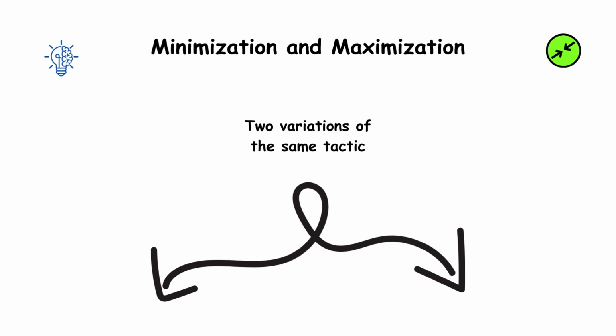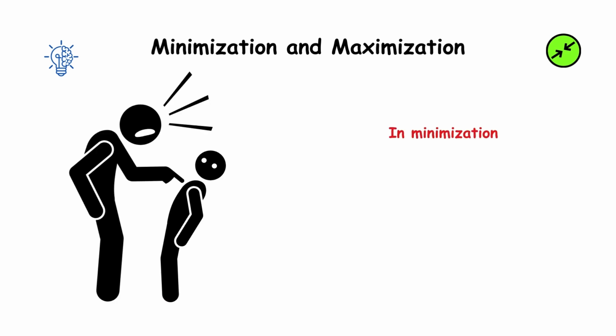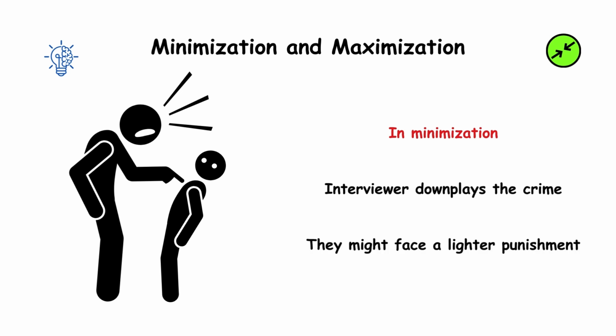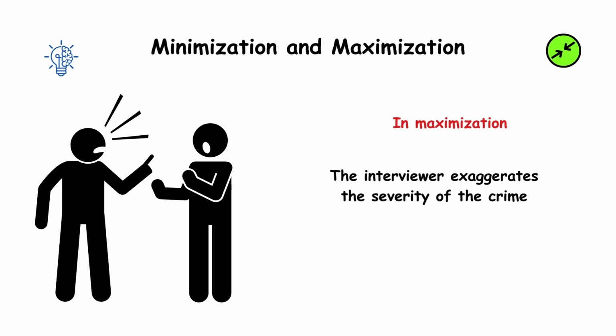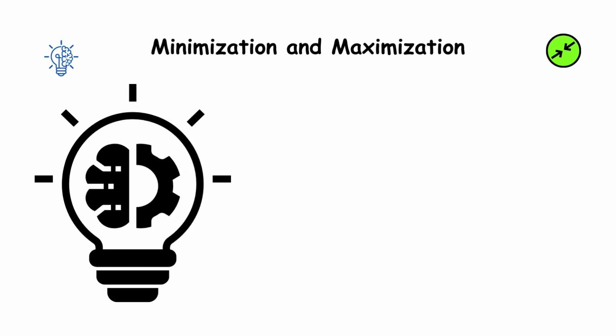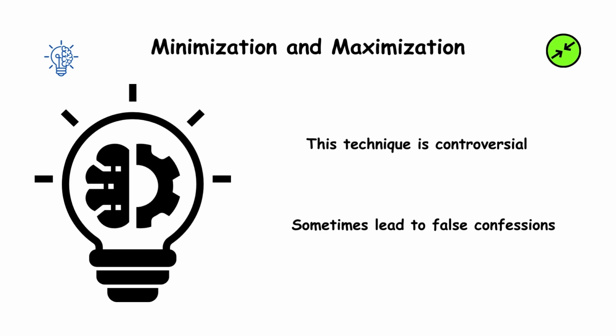These are two variations of the same tactic. In minimization, the interviewer downplays the crime, making the suspect more likely to confess, thinking they might face a lighter punishment. In maximization, the interviewer exaggerates the severity of the crime and mentions the harshest possible penalties, making the suspect believe that confessing might result in a lesser sentence. This technique is controversial and can sometimes lead to false confessions.